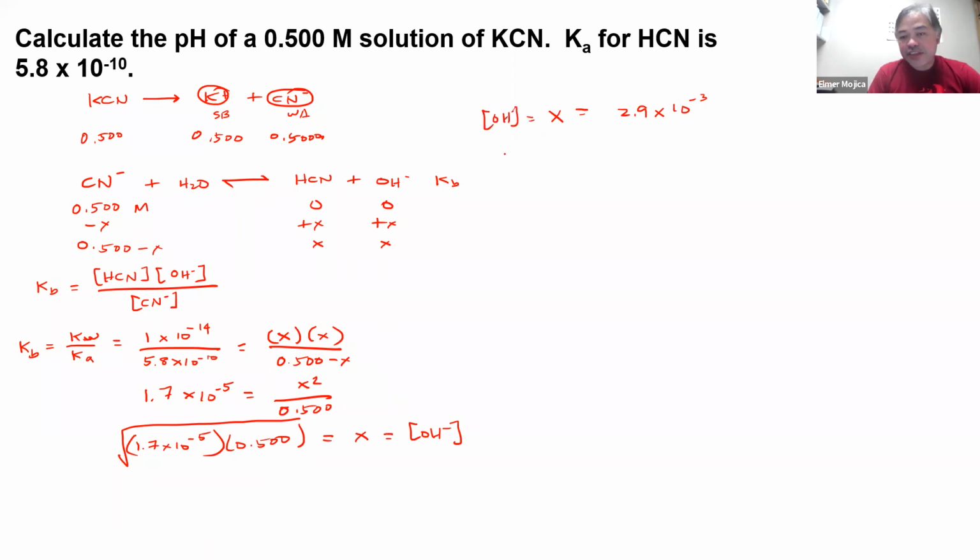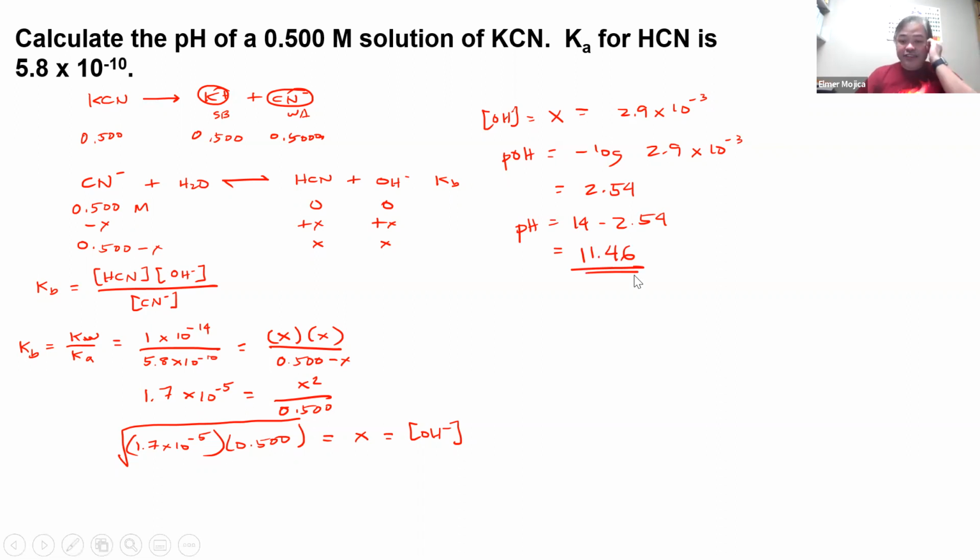So from that, we can get the pOH, which is just the negative log of 2.9 times 10 to the negative 3. And you will get around what? 2.54, if I'm not mistaken. Okay, and we get pH, that's just 14 minus 2.54. So you have around 11.46. And as you could see, 11.46 is a basic pH, which makes our assumption that a salt like this is going to have a basic pH.